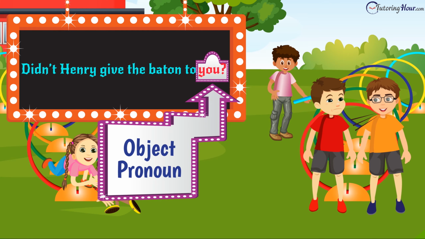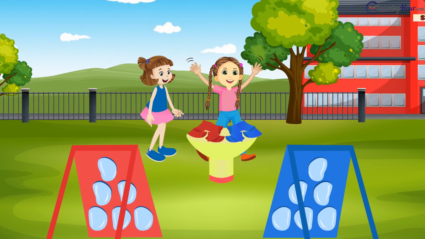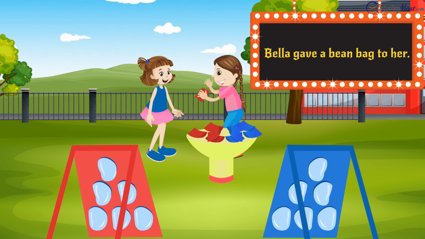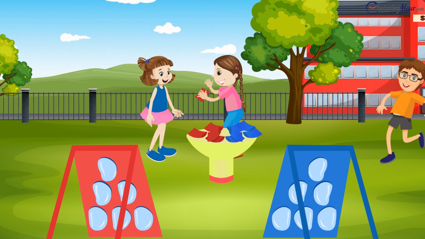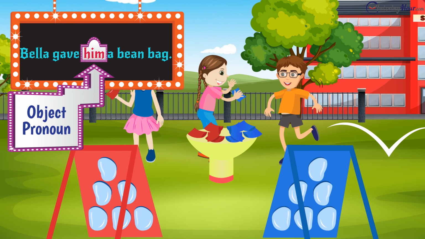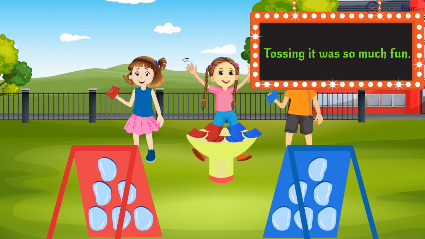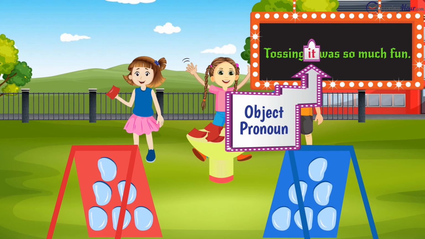The girls won the relay too. Gina was ready for the beanbag toss. Bella gave the beanbag to her. We have the object pronoun her in this sentence. Mason hopped in. Bella gave him a beanbag. We have him, another object pronoun. Tossing it was so much fun, said Gina. It is an object pronoun too and refers to the beanbag.